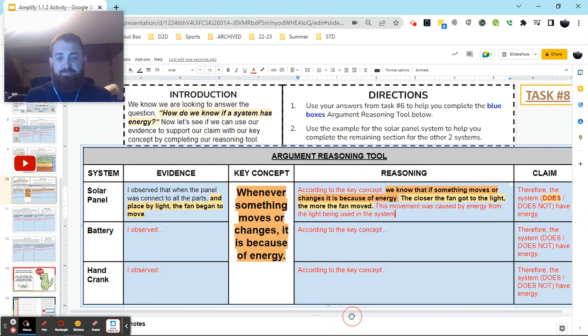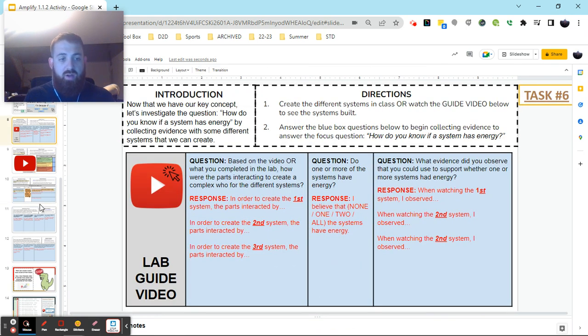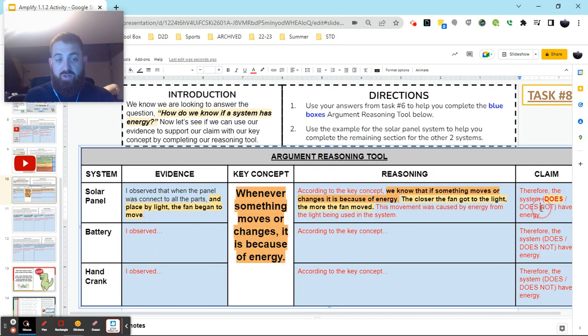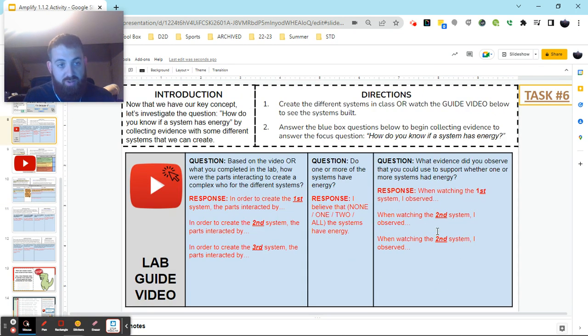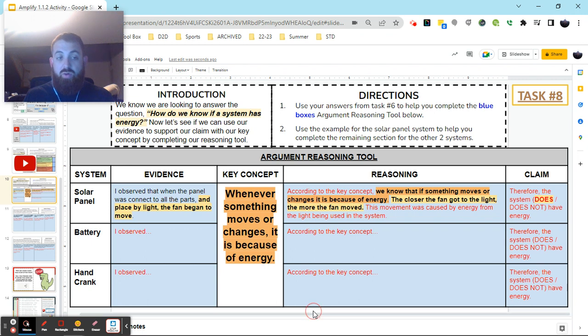So notice, we would take our claim, which was that middle box here, and we would put it into the claim section here. We take our observations from the third question, put it into our observations here, and then we had to write our reasoning where we connected our evidence to our key concept to help us draw this final conclusion.